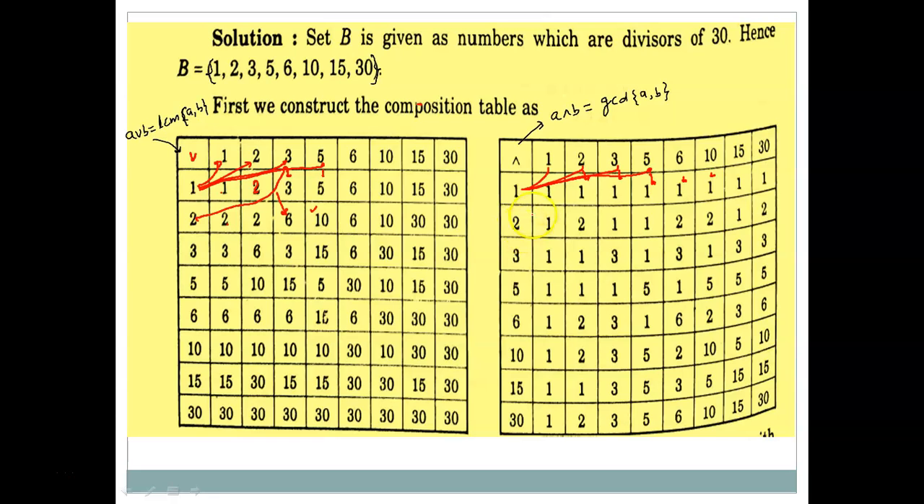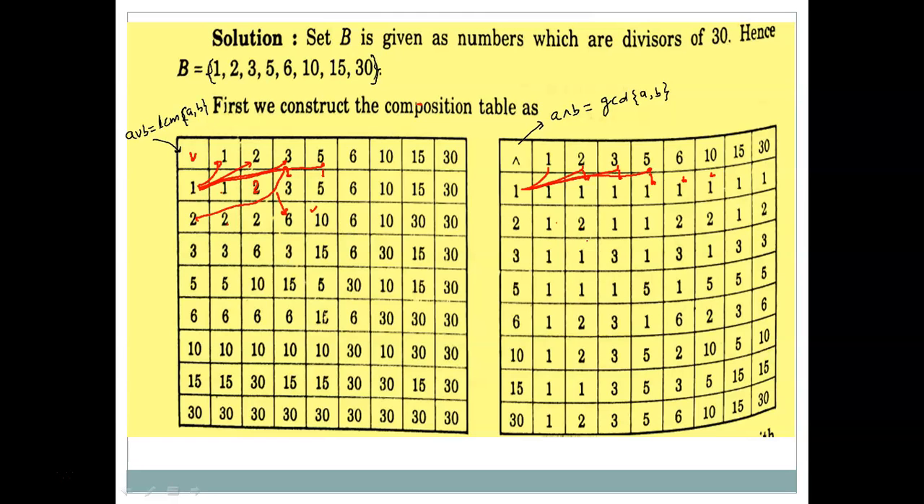Similarly, GCD of 2 and 1 will be written in this cell. GCD of 2 and 2 will be written here. GCD of 2 and 3 will be written here. GCD of 2 and 5 is written here. GCD of 2 and 6 will be here. In this way, we construct this row, similarly this row, and we get this table.